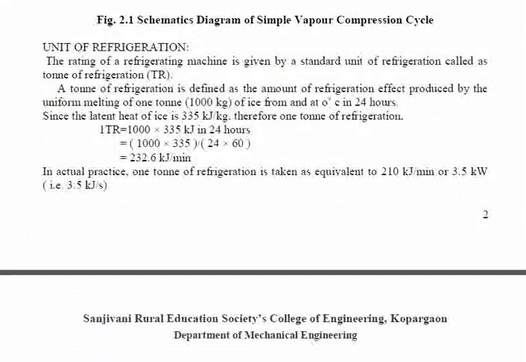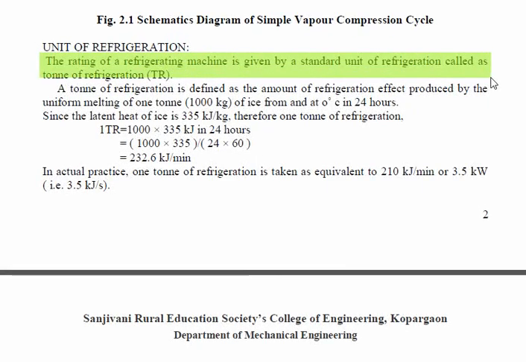Now, unit of refrigeration. The rating of a refrigerating machine is given by a standard unit, that is tons of refrigeration. A ton of refrigeration is defined as the amount of refrigeration effect produced by the uniform melting of 1 ton, that is 1000 kgs of ice, from and at 0 degree Celsius in 24 hours.